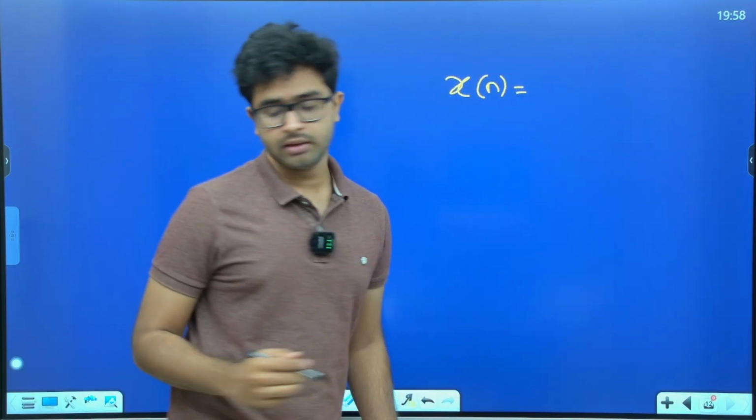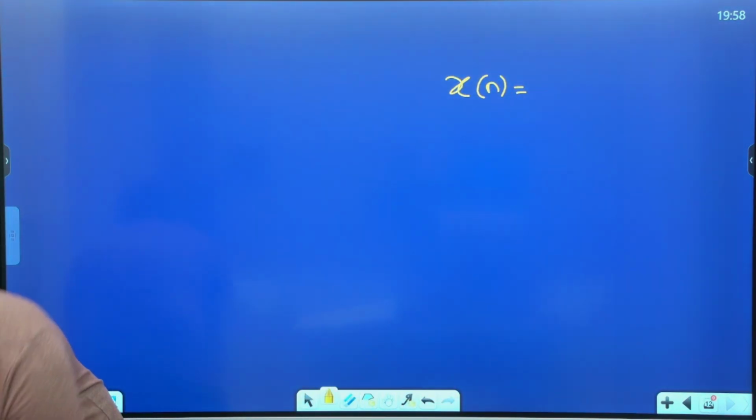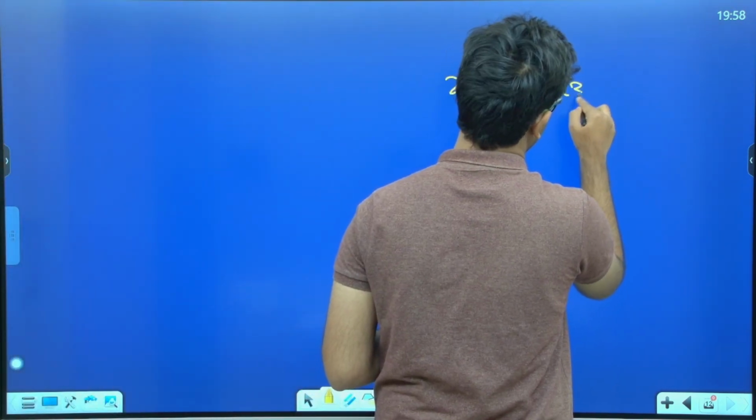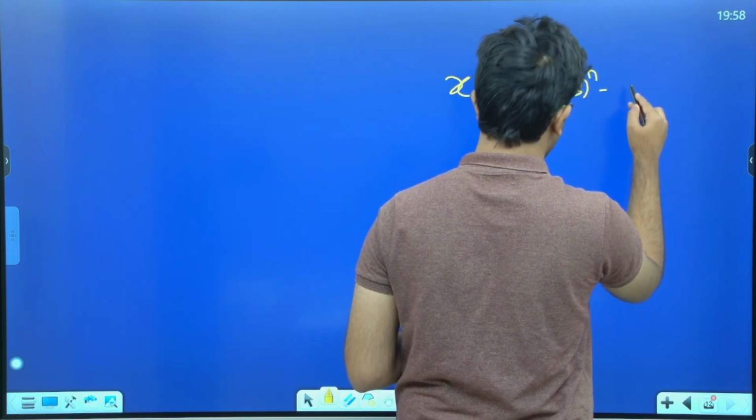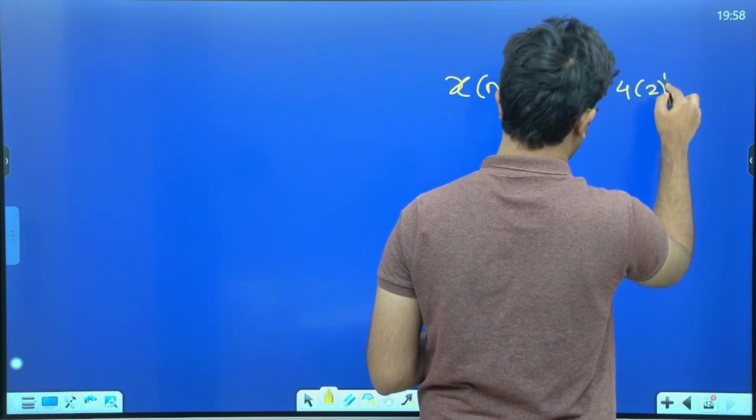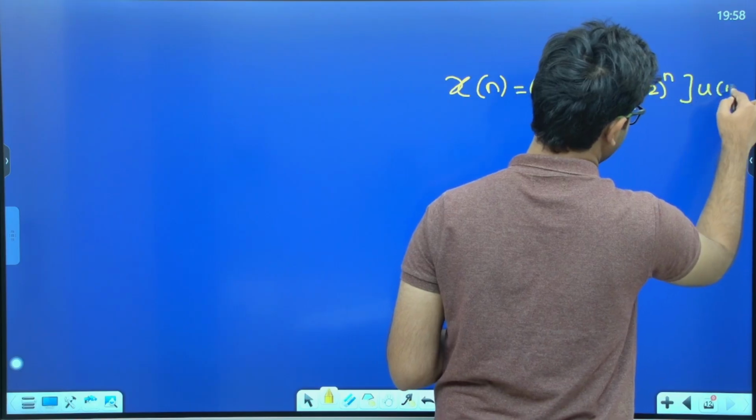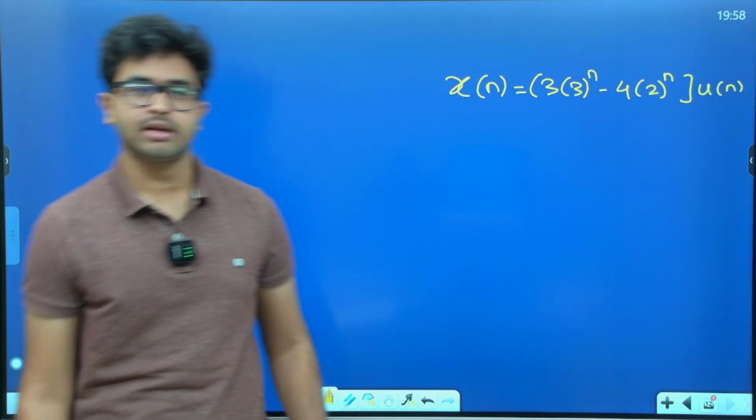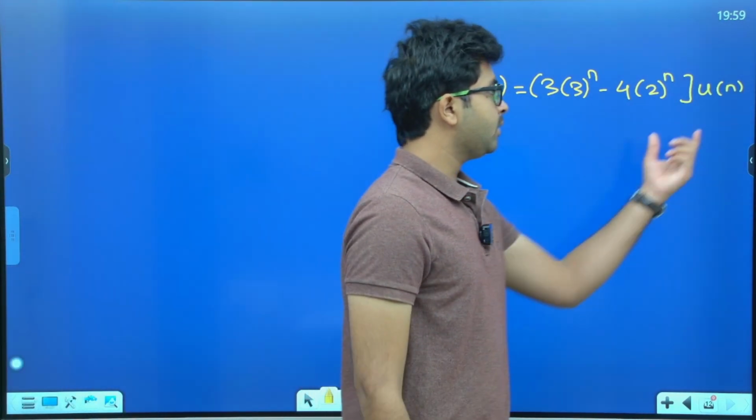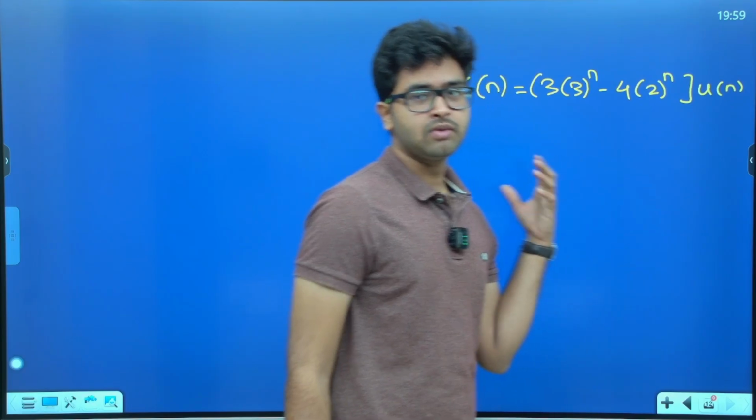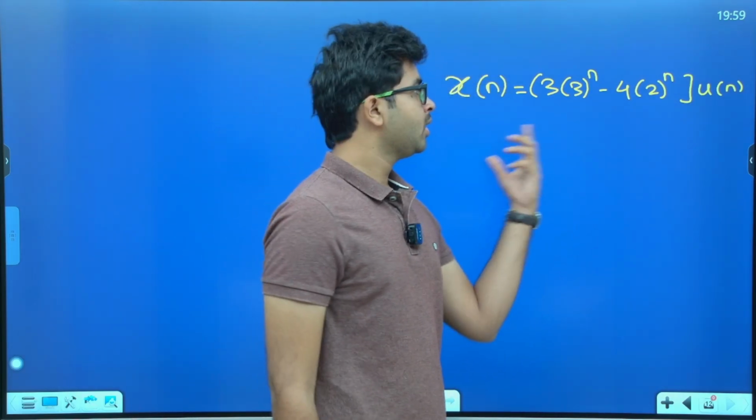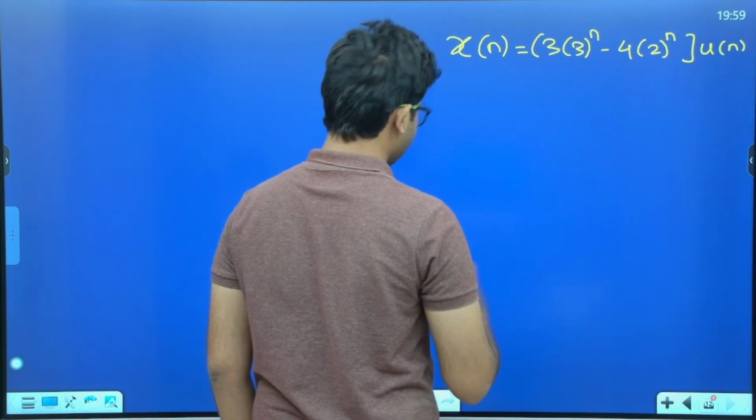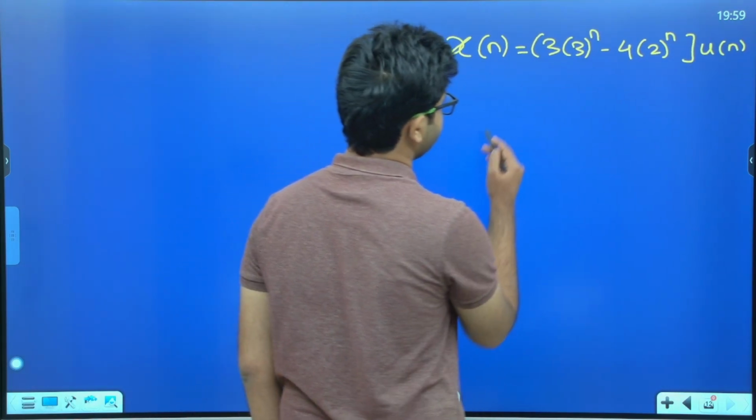Let's say x of n is equal to 3 into 3 to the power n minus 4 into 2 to the power n, u of n. This u of n, the unit step, is most important in the Z transform because with the help of u of n the Z transform becomes one-sided and it's easy to solve. So most of the exams prefer this type of examples which are kind of easy to solve.